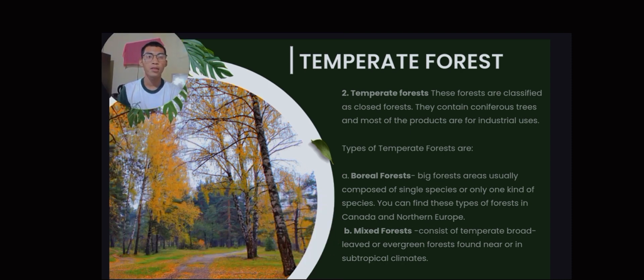Next is temperate forest. Temperate forests are classified as closed forests. They contain coniferous trees and most of the products are for industrial uses. There are two types of temperate forest, boreal and mixed forest. Boreal forests are areas usually composed of a single species or any one kind of species. You can find this type of forest in Canada and Northern Europe.